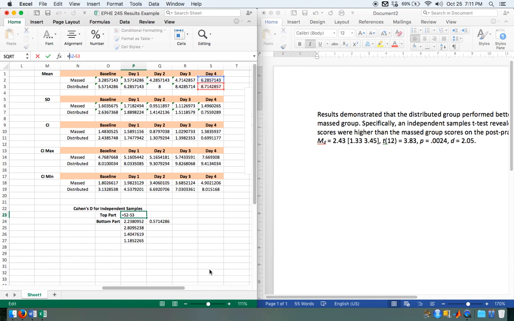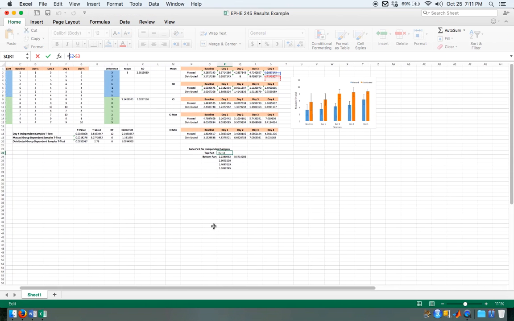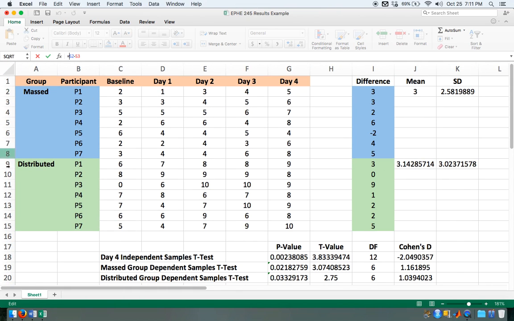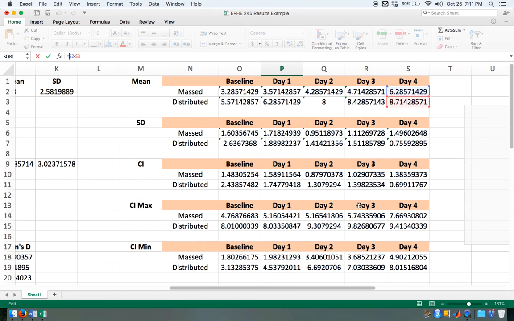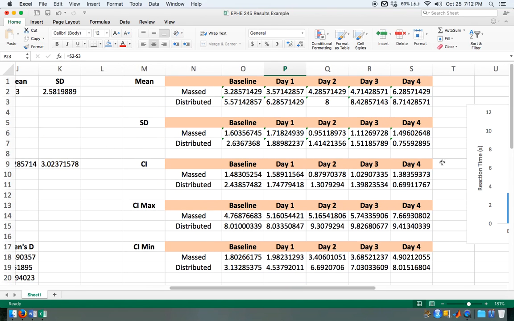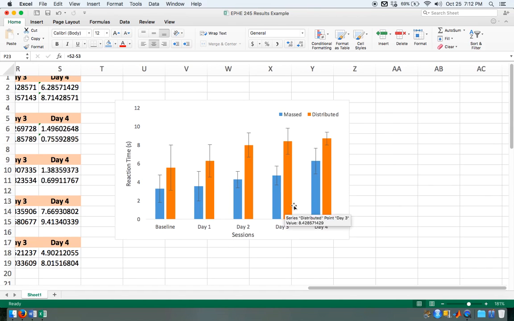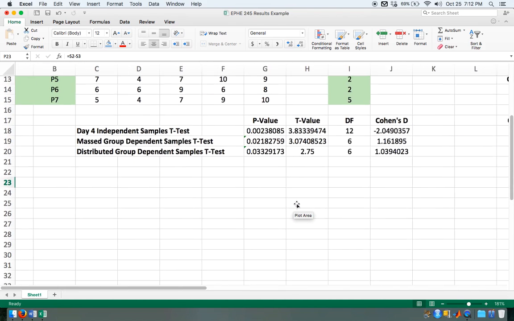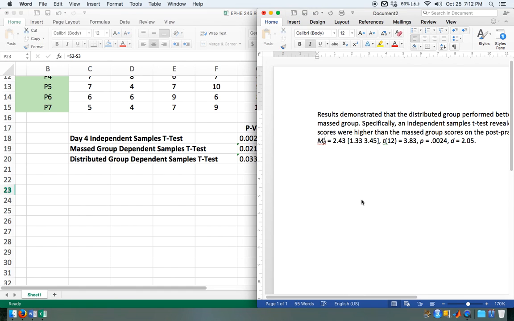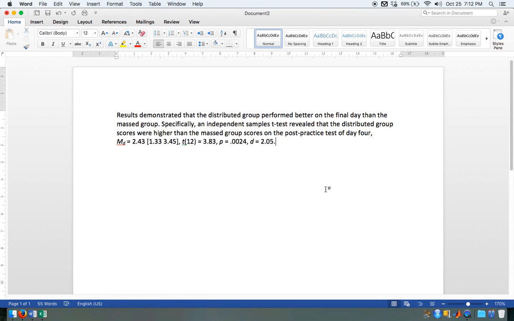So to wrap up, we started off with these raw scores from our two groups in our day. We were able to calculate a bunch of different descriptive statistics, created a plot, then we did some t-tests and calculated Cohen's d. Then we put them all in here.